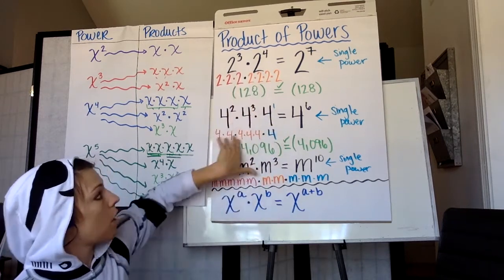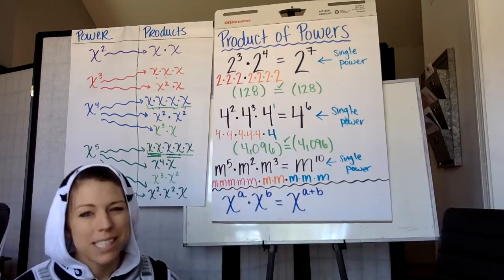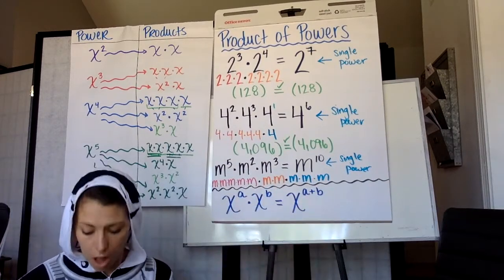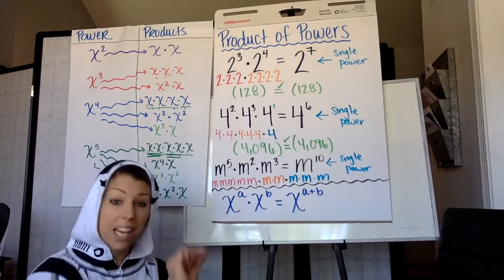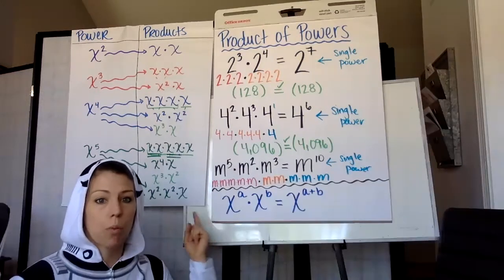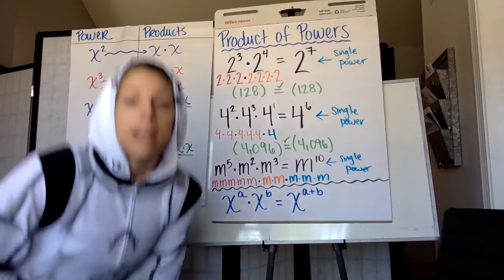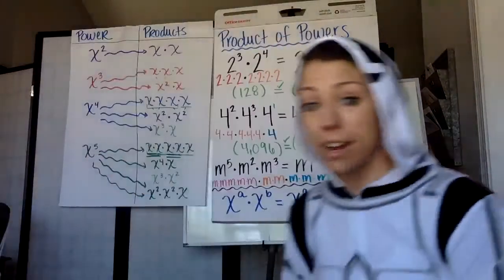So if you want to go the long way, you can write it out, but it's going to take a really long time. So this is kind of like a shortcut, or something we call a property. And actually at the end of the video, when we do our exit ticket, we'll look at some examples that have product of powers. Now, that was one of the properties.